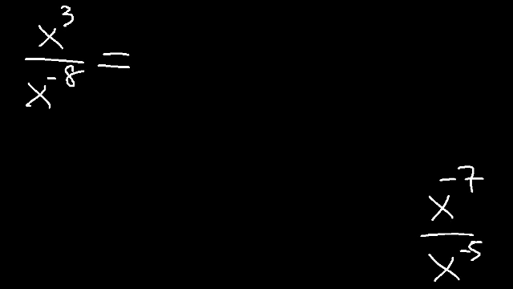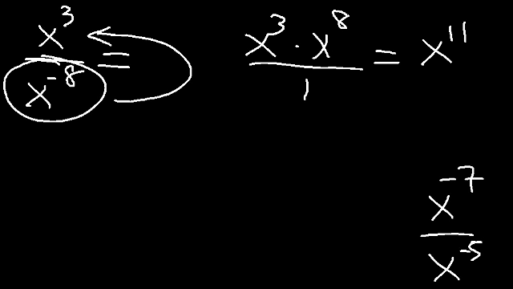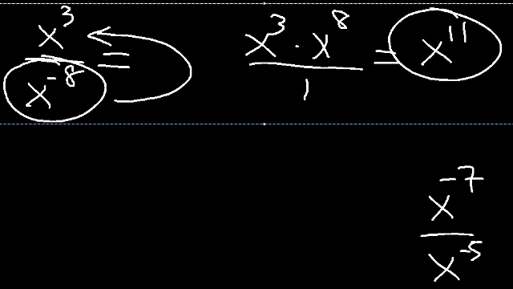Now, another way in which we could solve it, we can take the x variable, move it to the top. And so this is going to be positive x to the 8, or x to the positive 8, which will still give us x to the 11th. So as you can see, there's more than one way to get the answer.